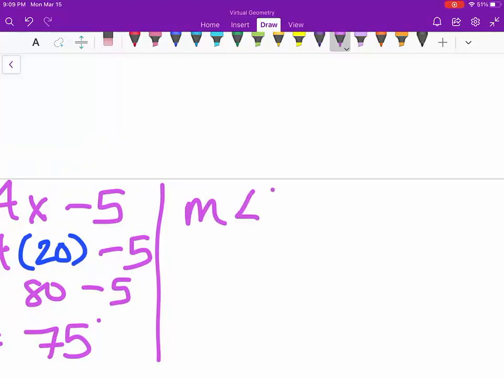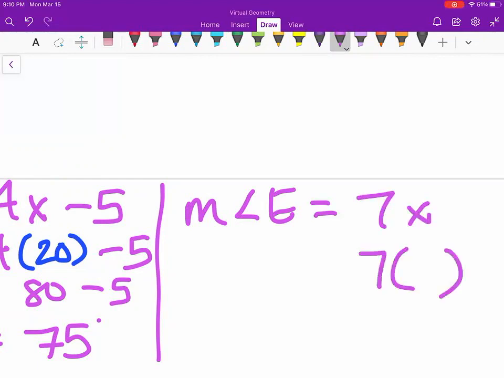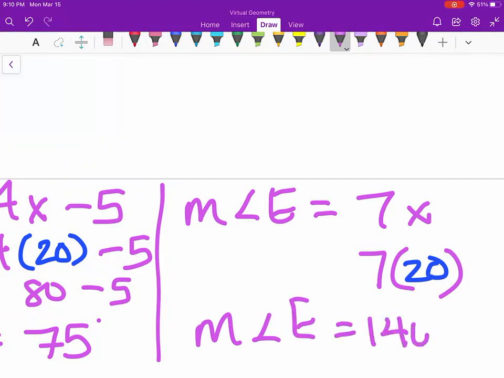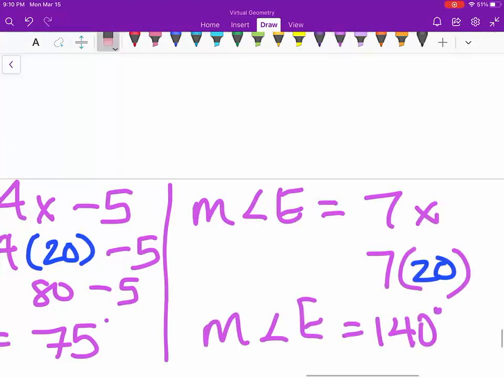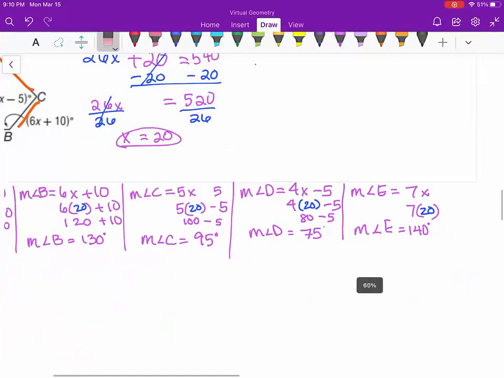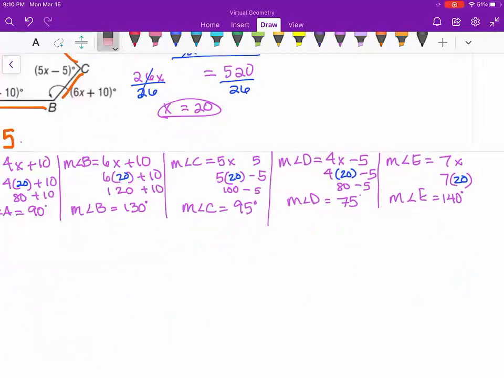The measure of angle E, the equation was 7x. So we need 7 times what we got, which was our 20. So then the measure of angle E is just 140 degrees. So if we add up all 5 of these total values that we found, 90 plus 130 plus 95 plus 75 plus the 140 at the end, all of those would add up to the 540 total that we initially found.